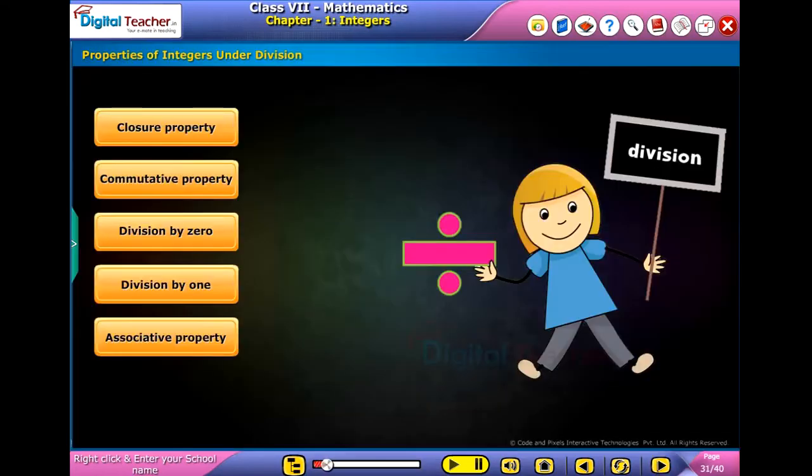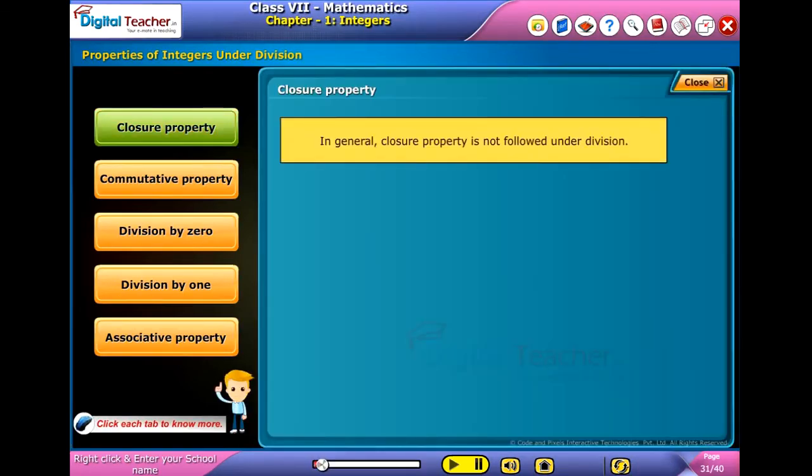Properties of integers under division. Let us see whether the following properties are satisfied by the integers under division. Click each tab to know that the closure property is not followed under division.